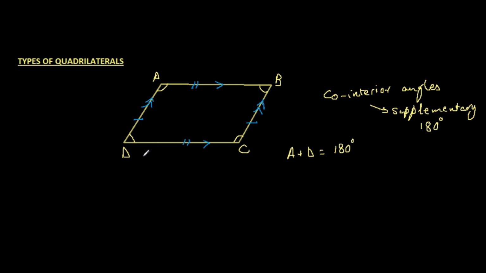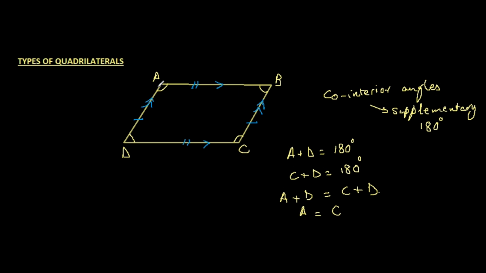And we saw that C plus D is also 180 degrees. Now, if both of them are equal to 180 degrees, then we can say that A plus D is equal to C plus D. And if we subtract D from both sides of the equation, we are left with A is equal to C. Now, if we look at A and C, they are opposite angles. Same way we can go and prove that B and D are also equal.